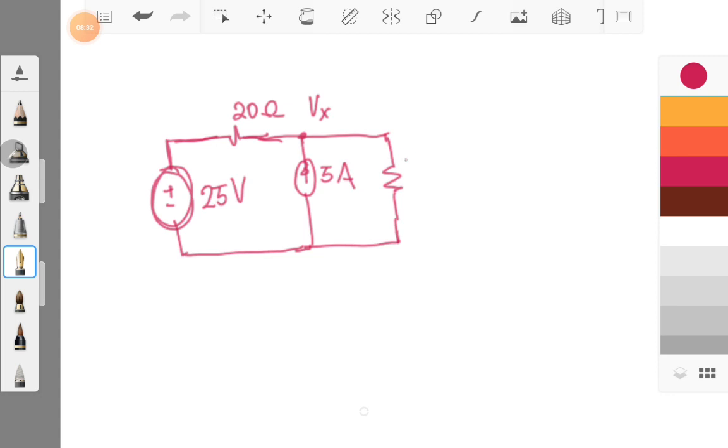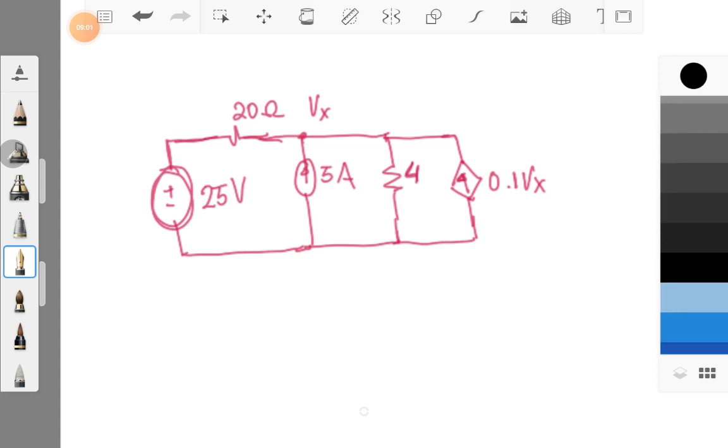and then we have our dependent current source, which is a voltage controlled. Okay, so take note that our Vx is in this terminal, positive, negative. Okay, that is our Vx.